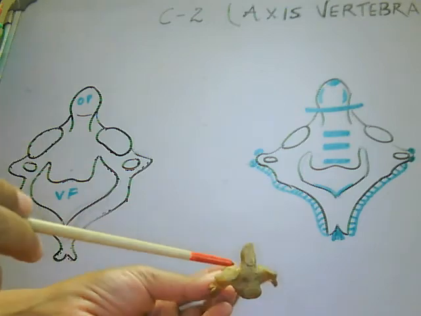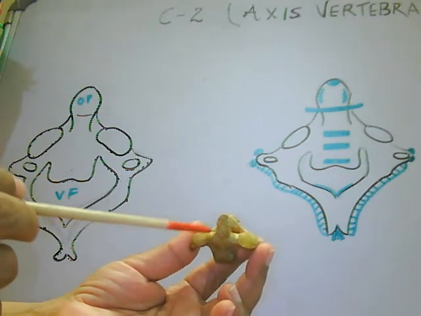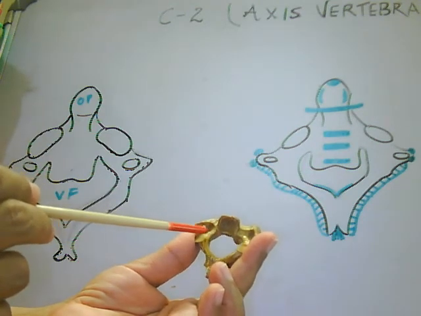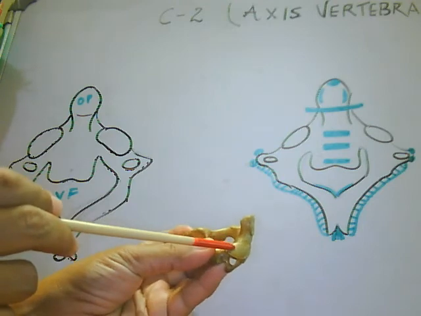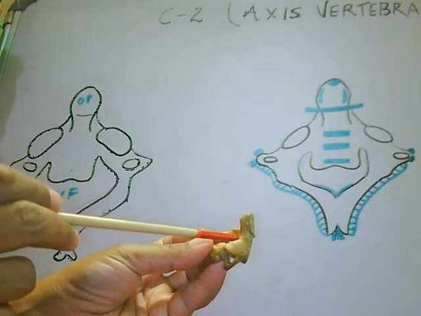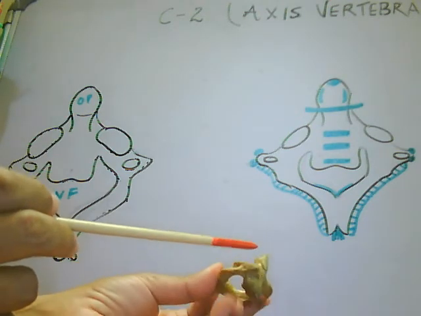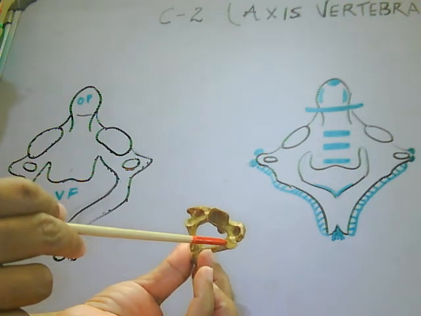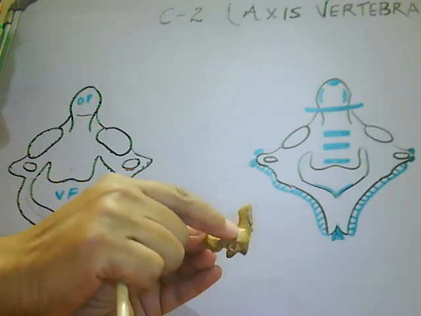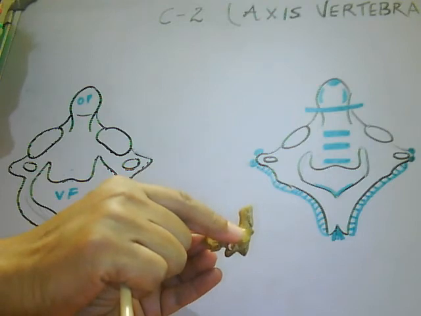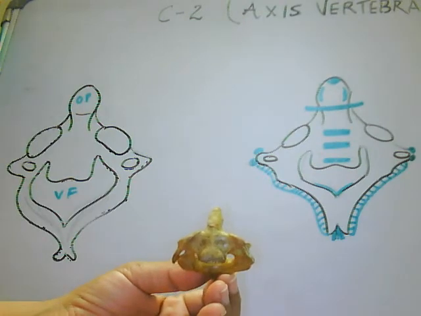Now coming on to the articular facets. I have told you that there are two pairs of articular facets: the superior articular facet and the inferior articular facet. Here you can see this is the inferior articular facet and this one is the superior articular facet. If you see the size, the superior articular facet is larger in comparison to the inferior articular facet, and it is almost flat. There is no concavity in this articular facet. The direction of this superior articular facet is upward and laterally.